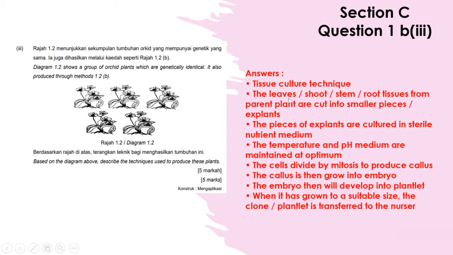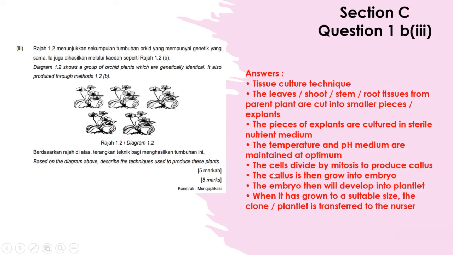First, the leaf, shoot, stem or root tissues from the parent plant are cut into smaller pieces called explants. The pieces of explant are cultured in a sterile nutrient medium. We put the explant in the culture medium, which is a sterile nutrient medium. The temperature and pH of the medium are also maintained at optimum. The cells divide by mitosis.